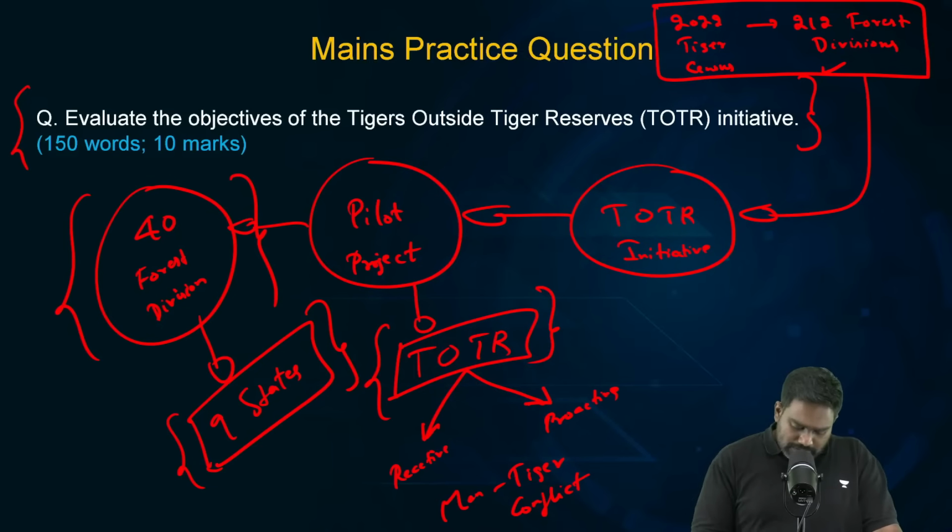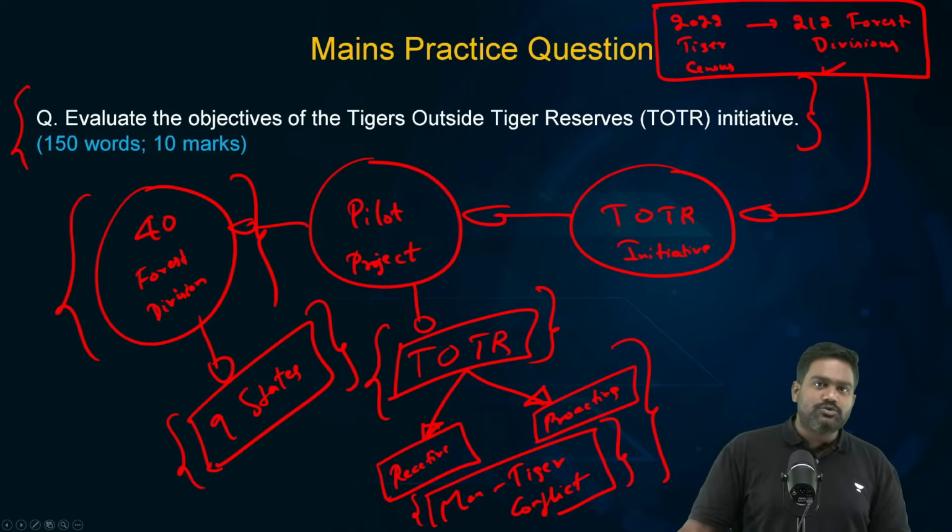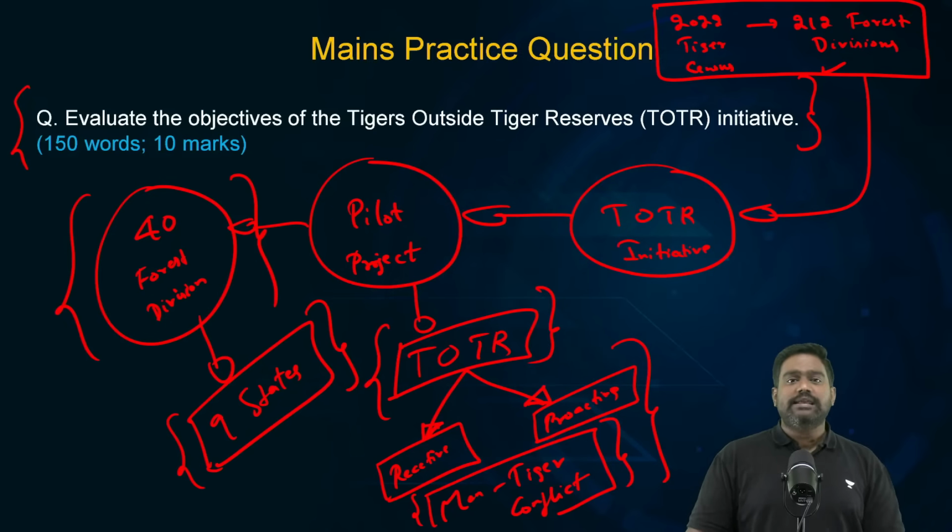See, until now, whenever human-tiger conflict situations arose, the forest department and the concerned authorities would just respond to the crisis that was developing. The focus was just on crisis management, which is after the incident has occurred. So that was a reactive approach.